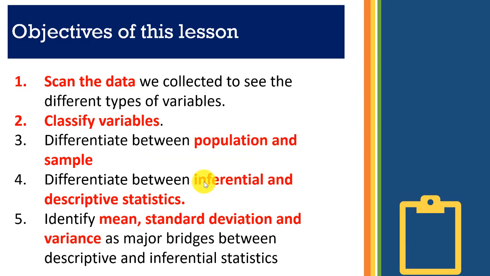Today, in this lesson, we're going to have a very exciting time looking at 5 things. One, we're going to scan the data that we collected, and then we're going to classify variables and then differentiate between population and sample, and also differentiate between inferential and descriptive statistics, and then identify that mean, standard deviation, and variance are major bridges, like Third Mainland Bridge, Eco Bridge, Marina Bridge, by the way, I'm naming bridges in Nigeria, between descriptive and inferential statistics.